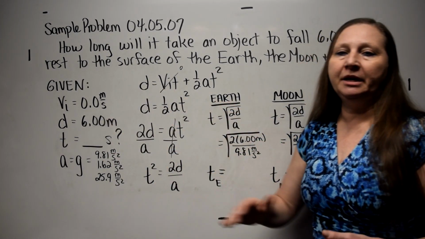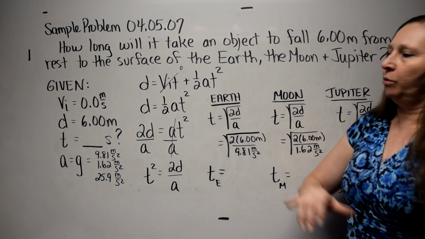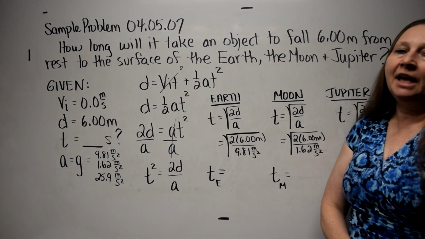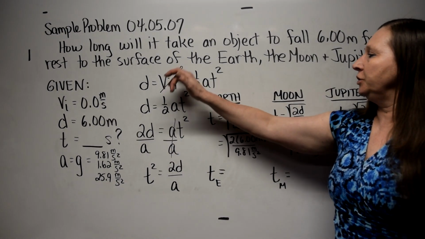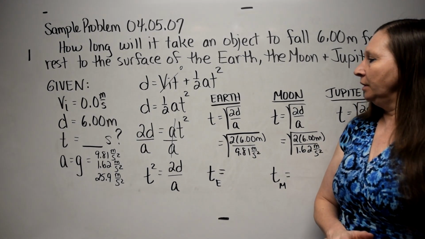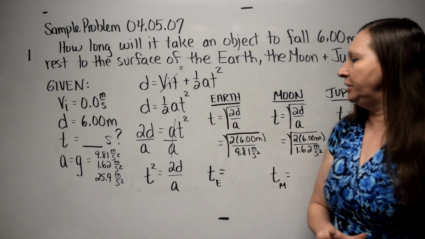We look at what we've been given, and we select this equation: D equals V initial t plus 1/2 AT squared. V initial is 0, so the V initial times t drops out. We're left with D equals 1/2 AT squared.